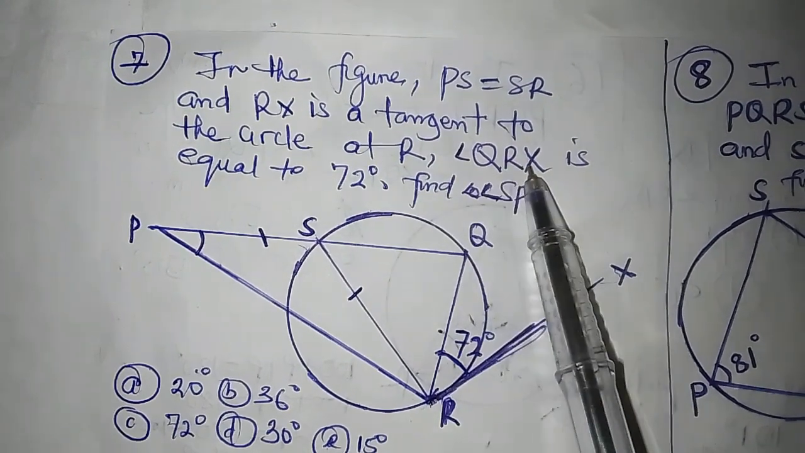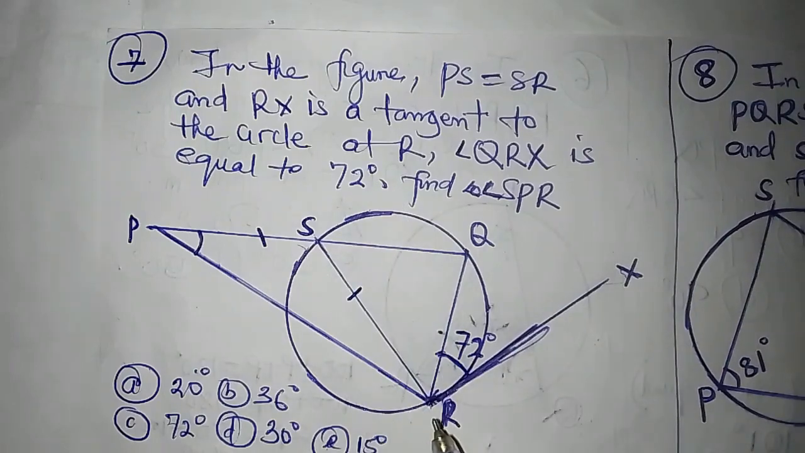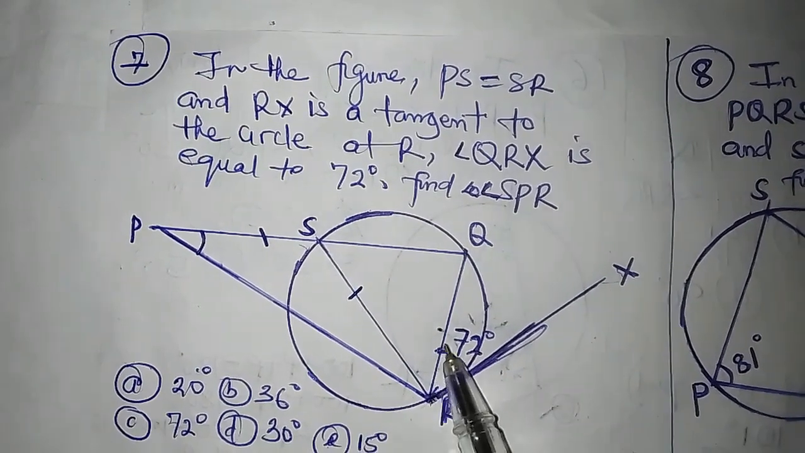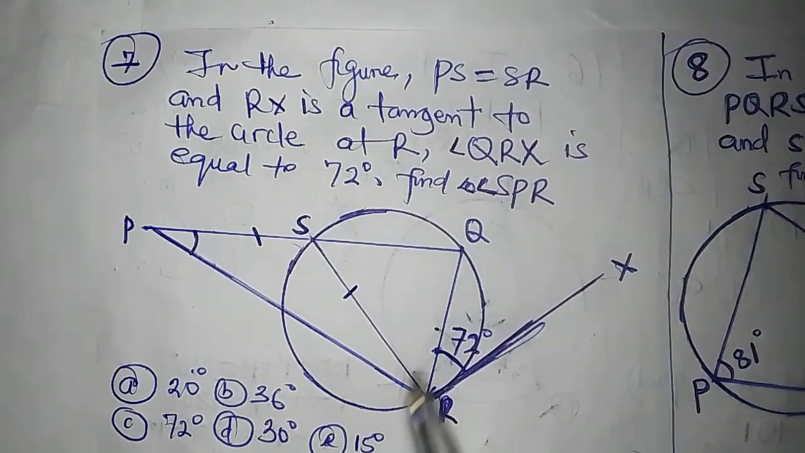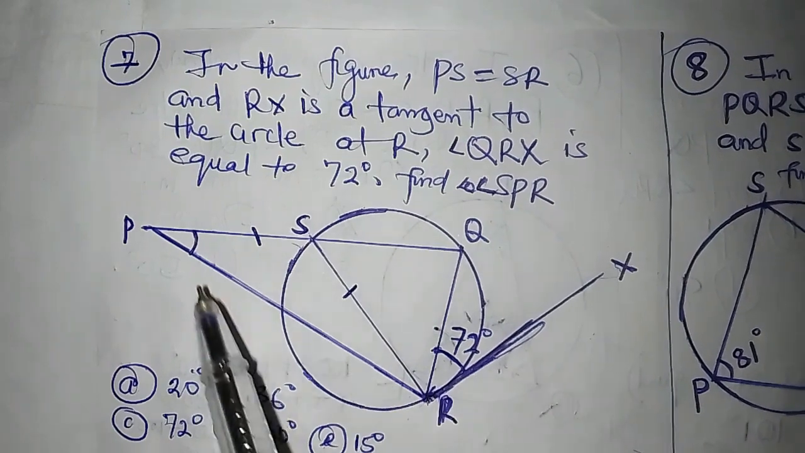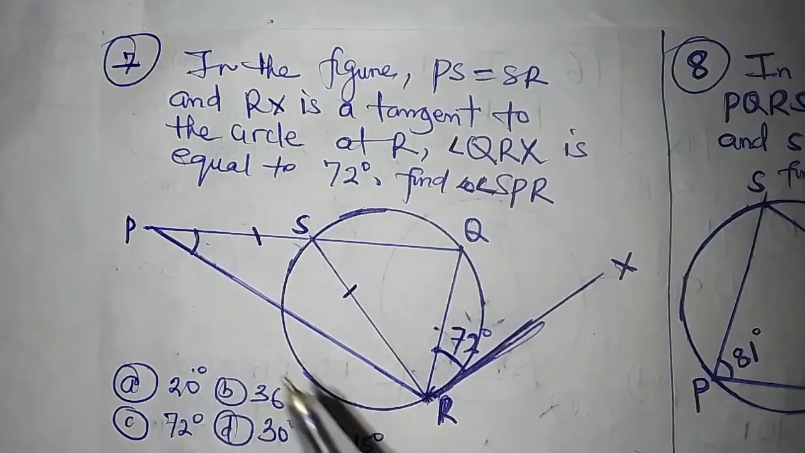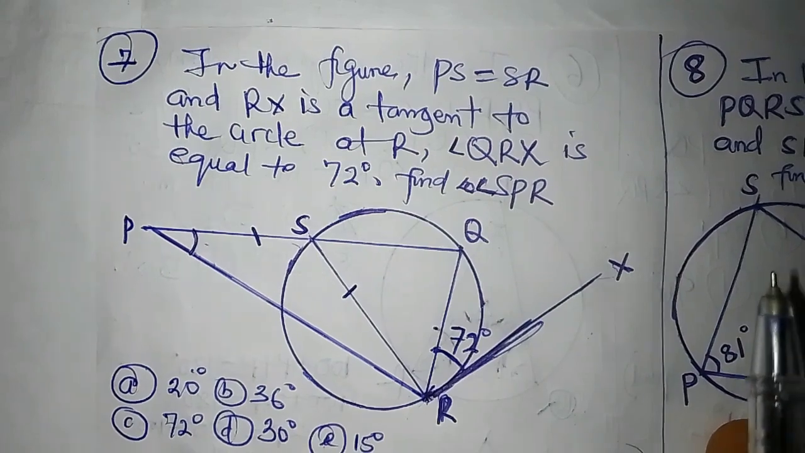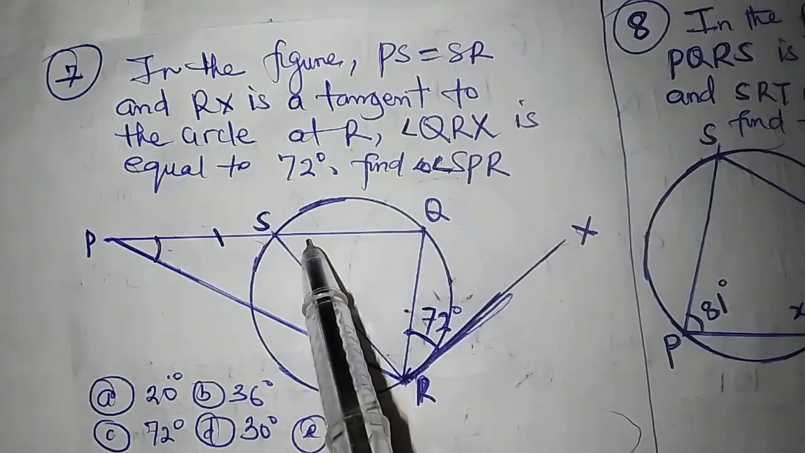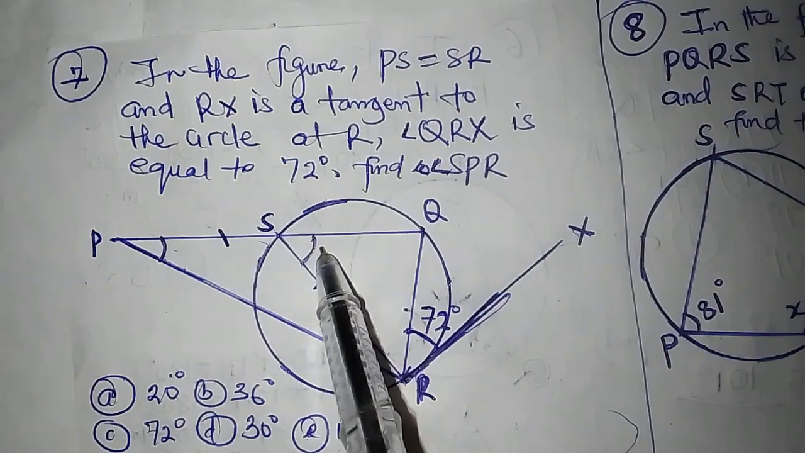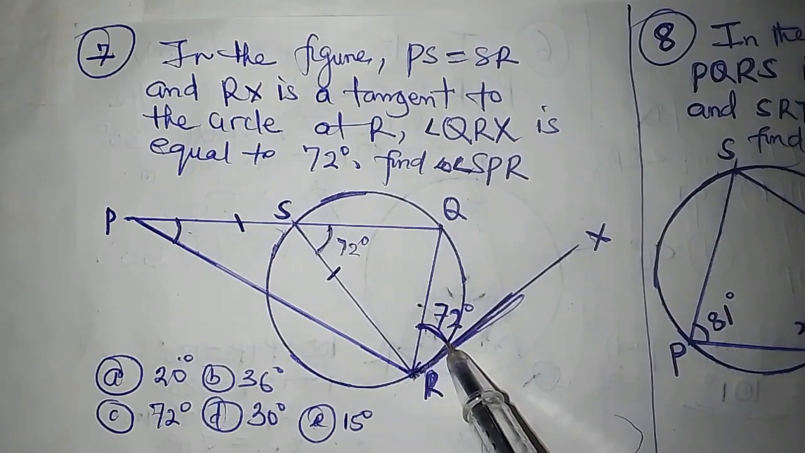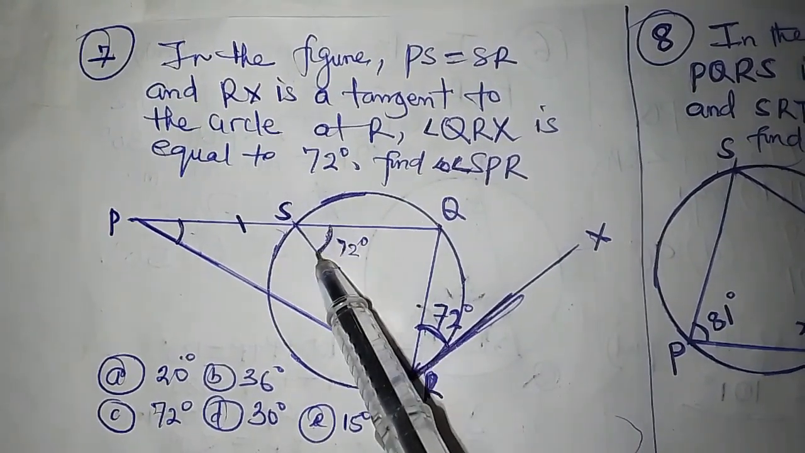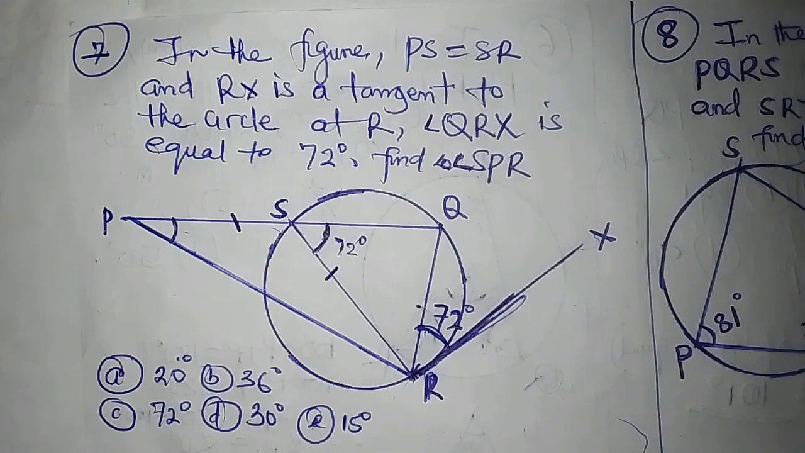Okay, angle QRX is equal to 72 degrees. We have to find angle SPR. That's this angle that is here. From what we have studied so far, the angle here is actually 72 degrees. How is it 72? You can see angles in alternate segments. Yes, these two angles are the same.